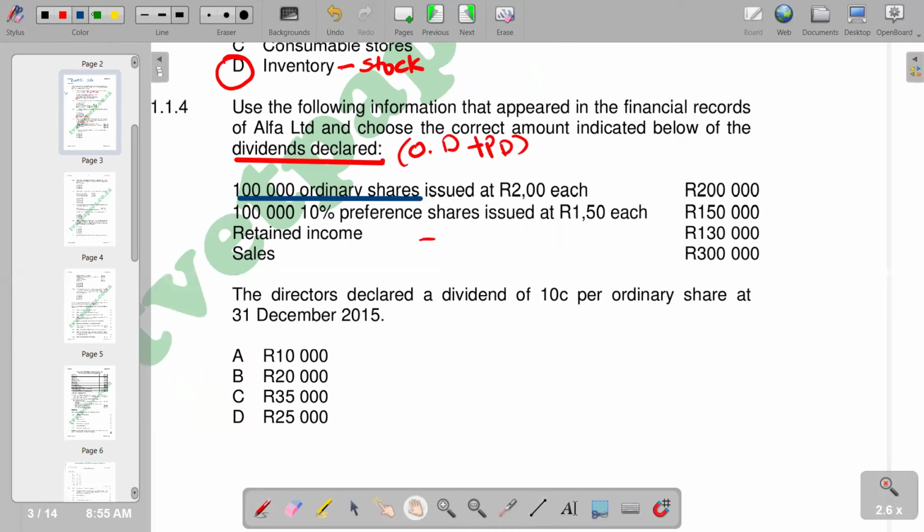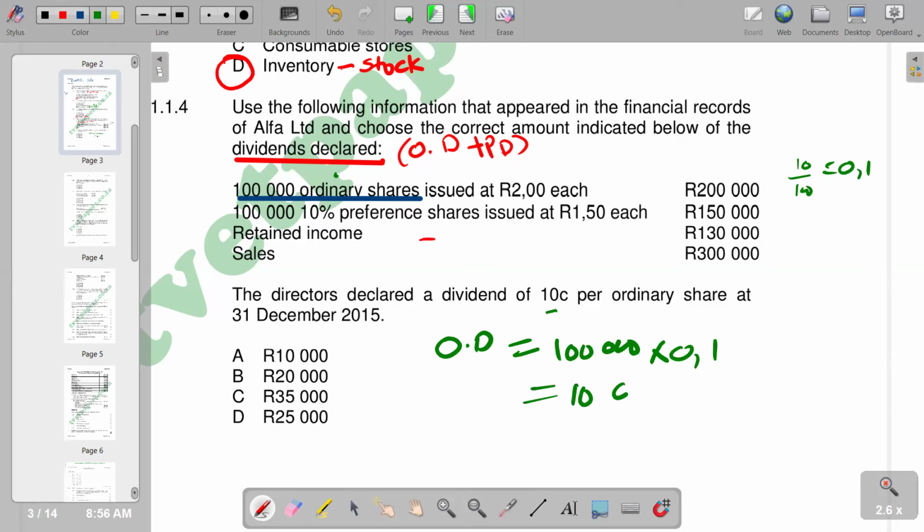we are going to say ordinary dividends is equal to our 100,000 shares, which we have on this part, and then we multiply by the 10 cents that we are given. Obviously, it's 10 over 100, we convert it to a decimal, it becomes 0.1. So we multiply by 0.1. We get your answer: 10,000 declared dividends for ordinary dividends.